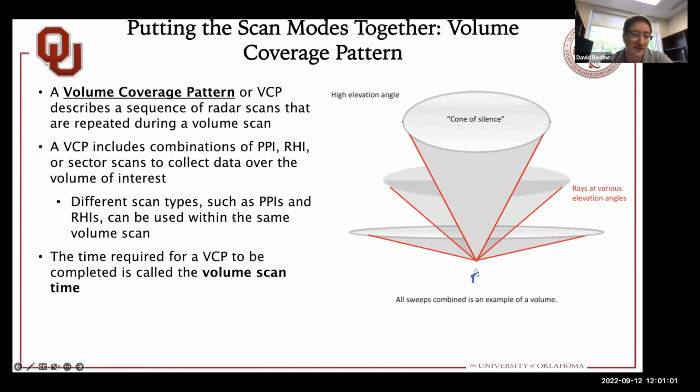So you can use these interchangeably. So you could have some PPI scans, some RHI scans in the same volume scan. And then the time it takes you to finish a VCP is called the volume scan time. So here's an example of a VCP where you start scanning at lower elevation angles, and you go up to higher elevation angles above that.